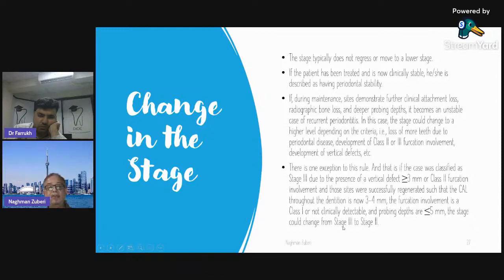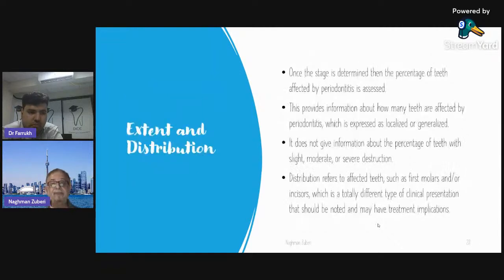The stage could change from stage 3 to stage 2. That is the only case where we have treated either a vertical bony defect or furcation involvement using a regenerative procedure. That is the only thing.